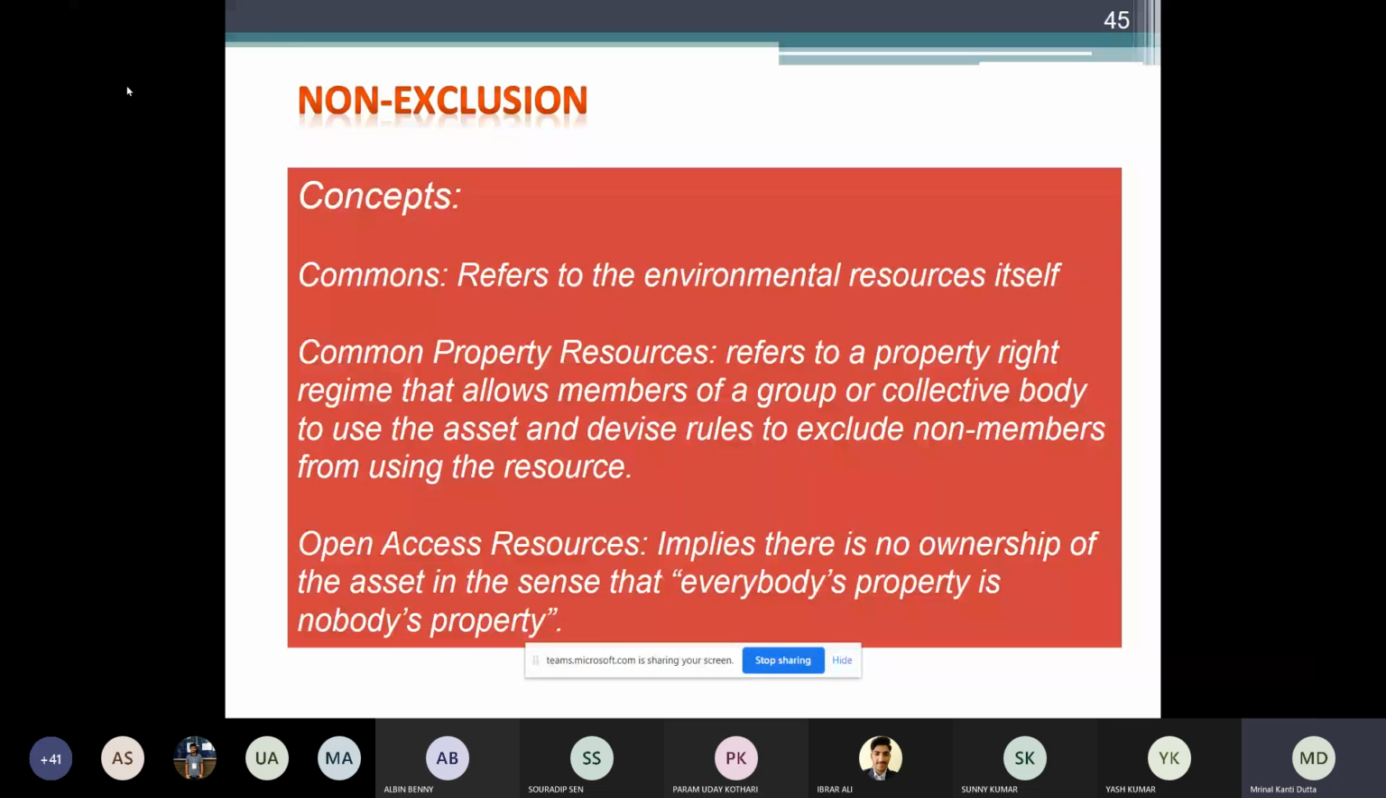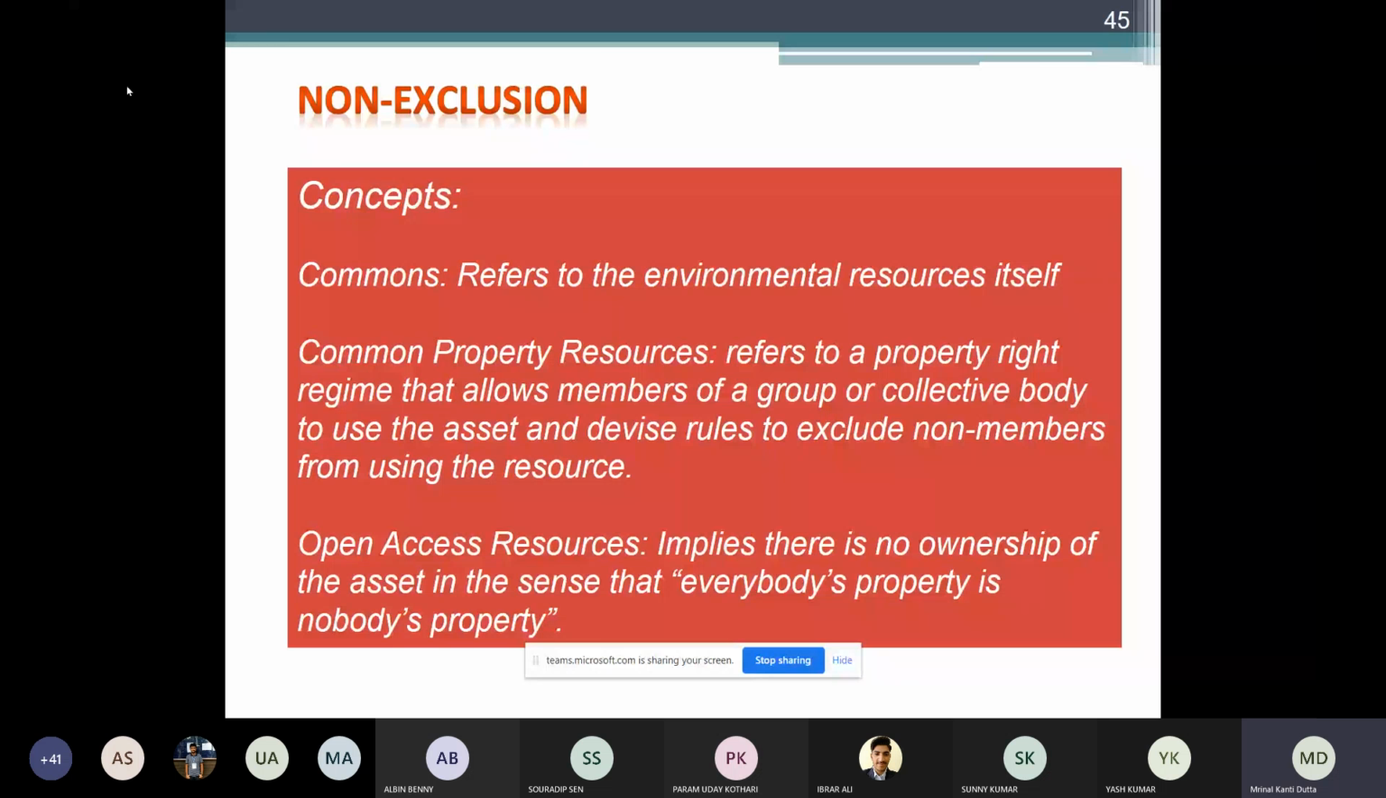But in the case of open access resources, actually nobody owns it, and everybody has access to the resource. It's not a common property resource as such. It's a kind of open access resource, where anybody and everybody can make use of the resource. If that happens, then obviously people know that if they do not make the first use of the resource, their benefits will be lesser, because other people will be trying to capture the maximum benefit out of that. So there will be a tendency to make first use of the resources without looking into other issues. As a result, the resource might get degraded.